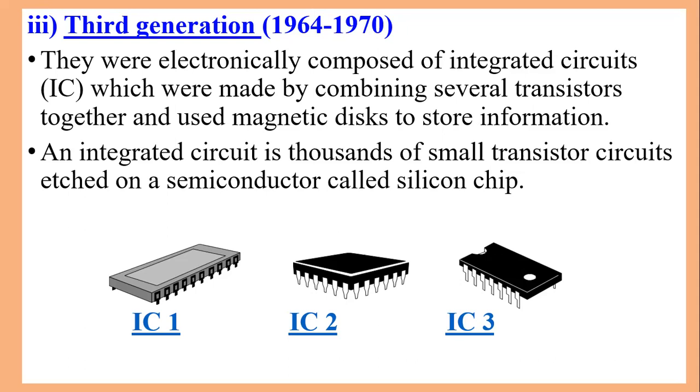The third generation of computers was between the years 1964 to 1970. They were electronically composed of integrated circuits, abbreviated as IC, which were made by combining several transistors together, and used magnetic disks to store information. An integrated circuit is thousands of small transistor circuits etched on a semiconductor that is called a silicon chip. Examples of how these silicon chips look are illustrated as IC1, IC2, and IC3.